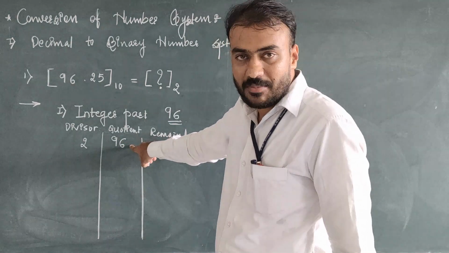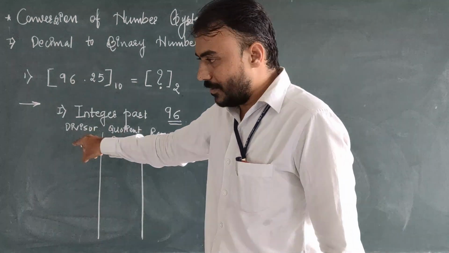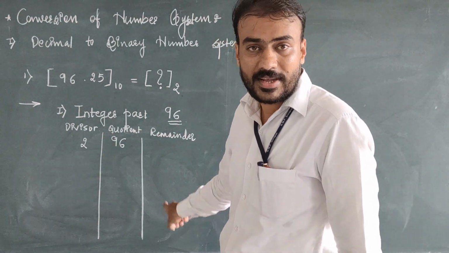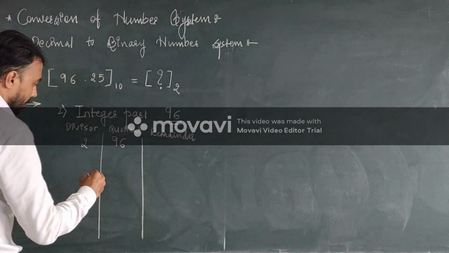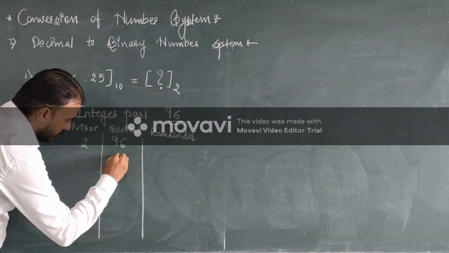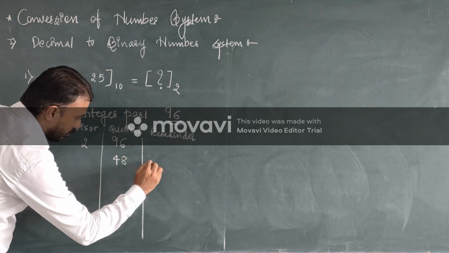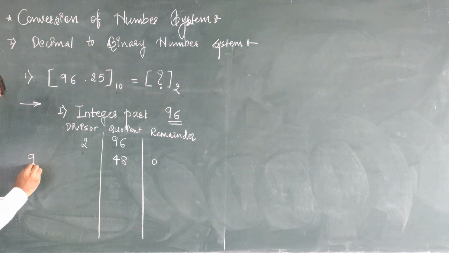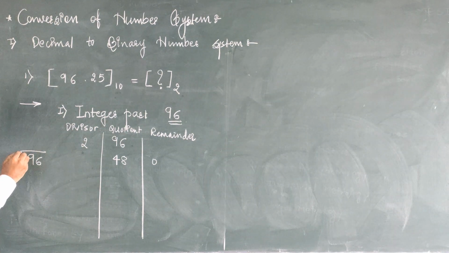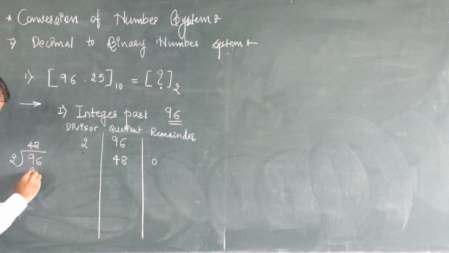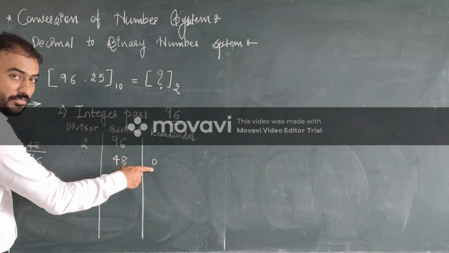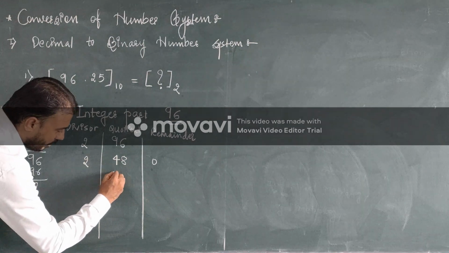First of all, write the integer number. Keep dividing the number by 2 and note down the remainder on the right hand side of this column. So when we divide the number 96 by 2, the quotient is 48 and the remainder is 0. That is what I have noted here. Similarly, let us continue.